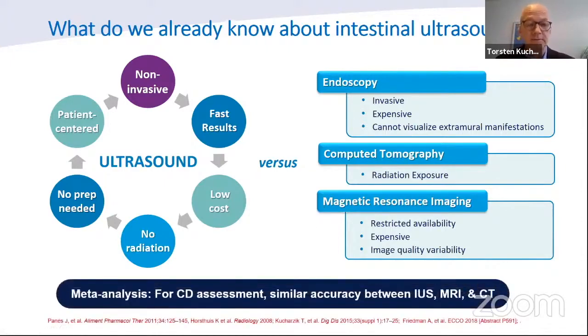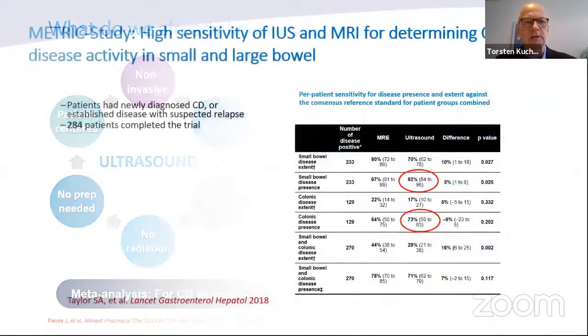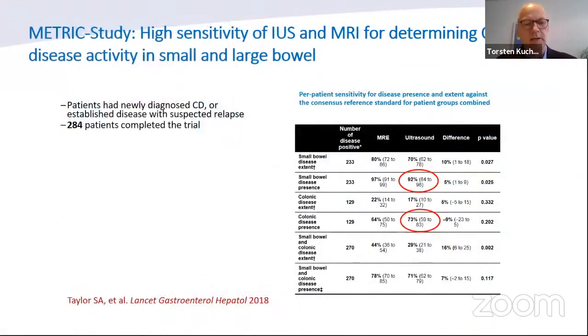If you compare the different modalities with each other in Crohn's disease, there is similar accuracy between these different imaging modalities. If you look at the recent multicenter trial with 284 patients, you see that even compared with MRI, intestinal ultrasound has a very high sensitivity to detect small bowel disease features and colonic pathologies in IBD patients as well.